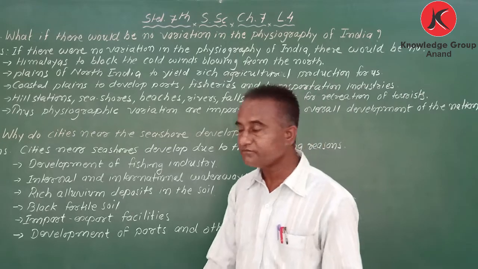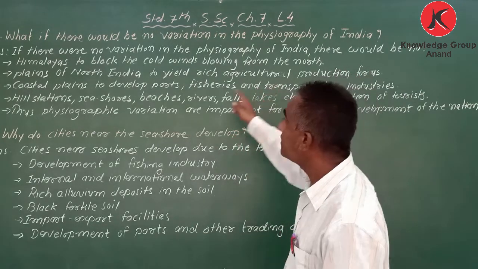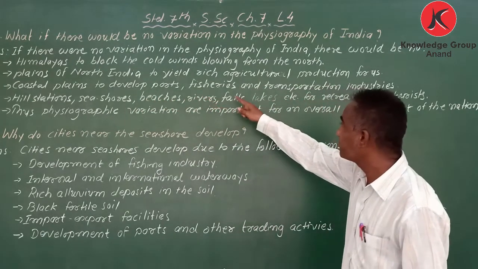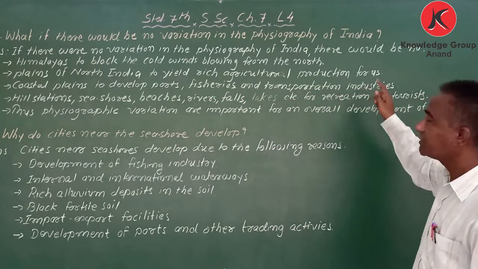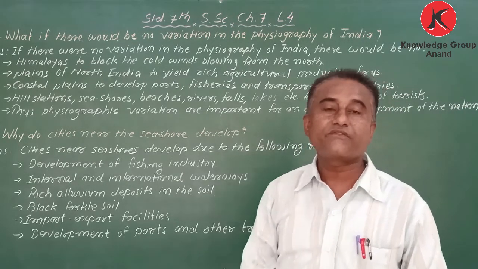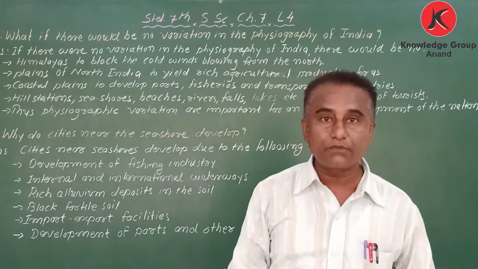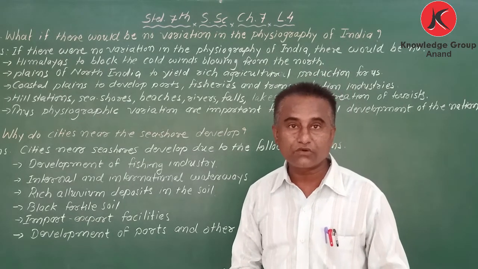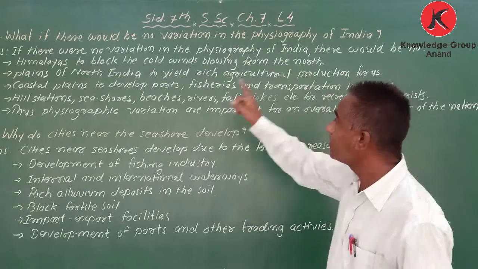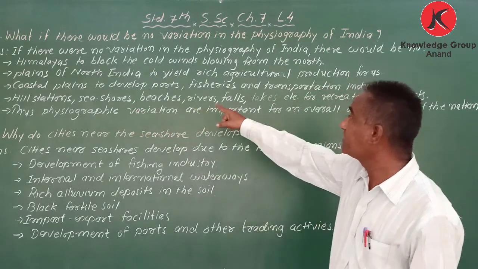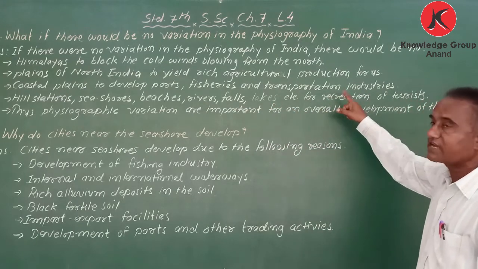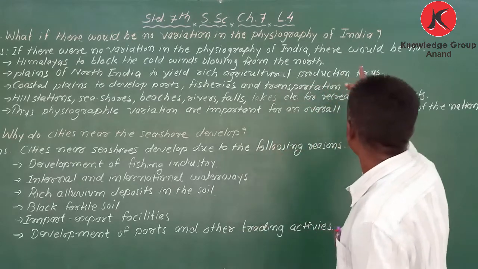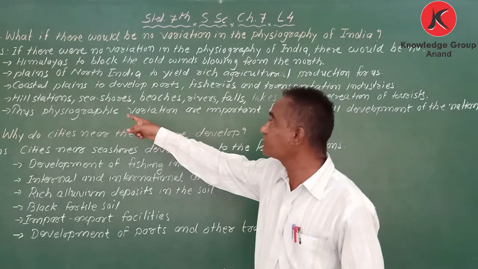Third point, there would be no coastal plains to develop ports, fisheries and transportation industries. Because we have a coastline, and the coastal plain is also a part of physiography. So there would be no coastal plains to develop ports, fisheries and transportation industries. Got it?